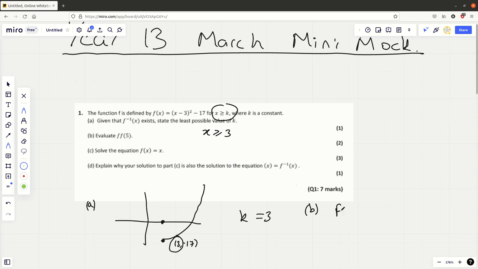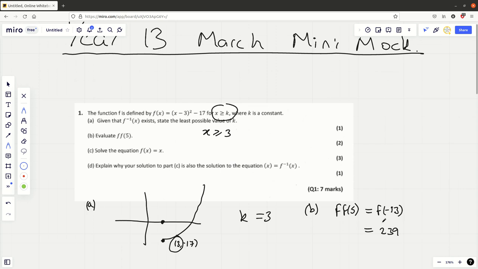Okay, for part B, you don't need this, you can just do f of 5. The easiest way is to plug 5 in: 5 minus 3 is 2, square it you get 4, 4 take away 17 is minus 13. So what we now need to do is plug minus 13 in, and we get minus 16, square it you get 256. So I think that's 239 after you take that away.